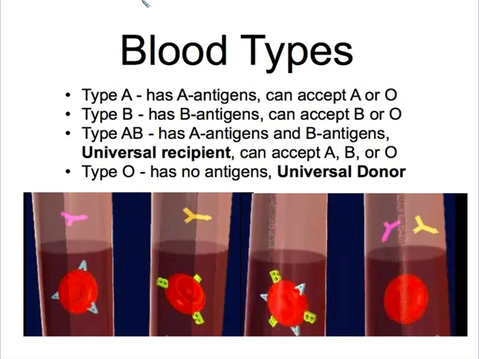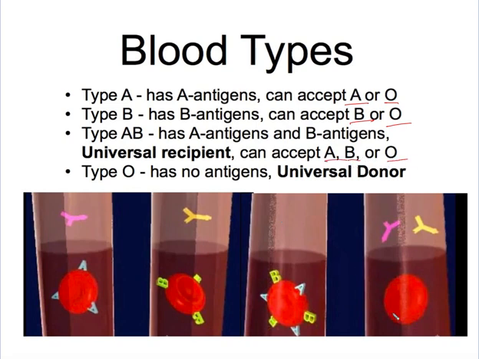Okay, so again, this red blood cell here would be type A blood, has A antigens. Type A blood can accept either other type A blood or type O blood if we ignore Rh factor. Type B, again, B antigens, A antibodies, so this can accept B or O. AB, because it's got antigens for everything, it can accept all types of blood.